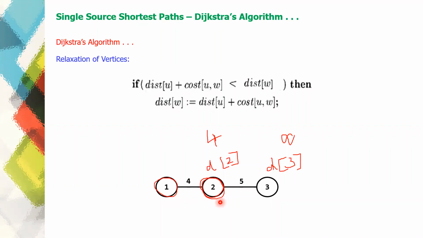Now, vertex 2 is also connected to vertex 3. So now I have to apply the relaxation procedure on vertex 3. So now what I am going to do is consider this as U and this as W.